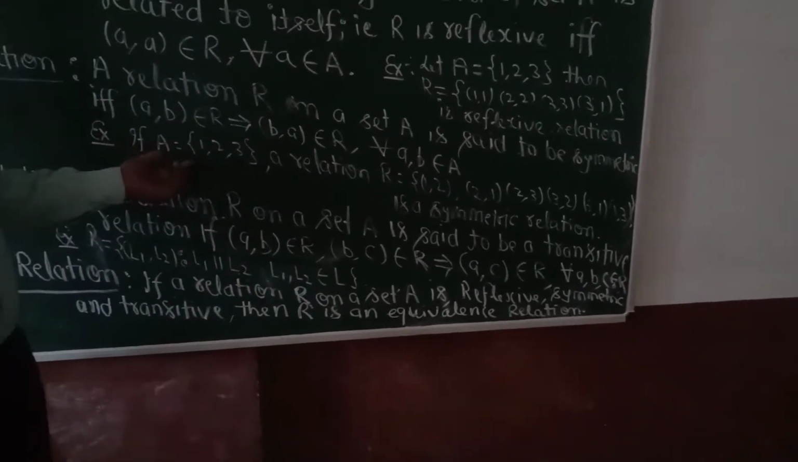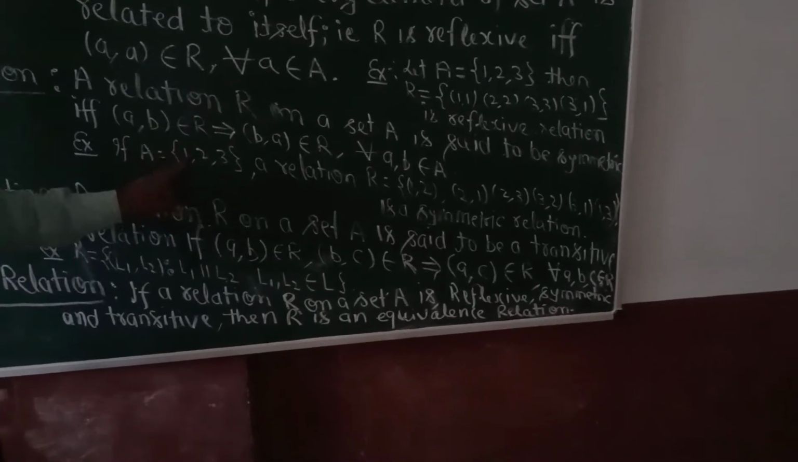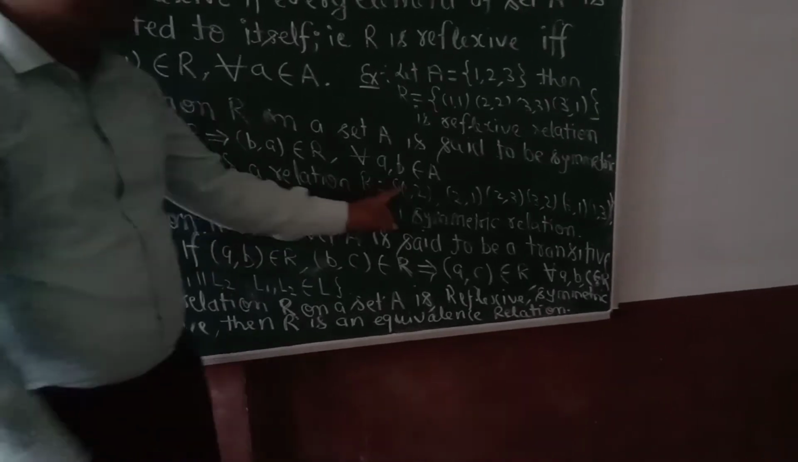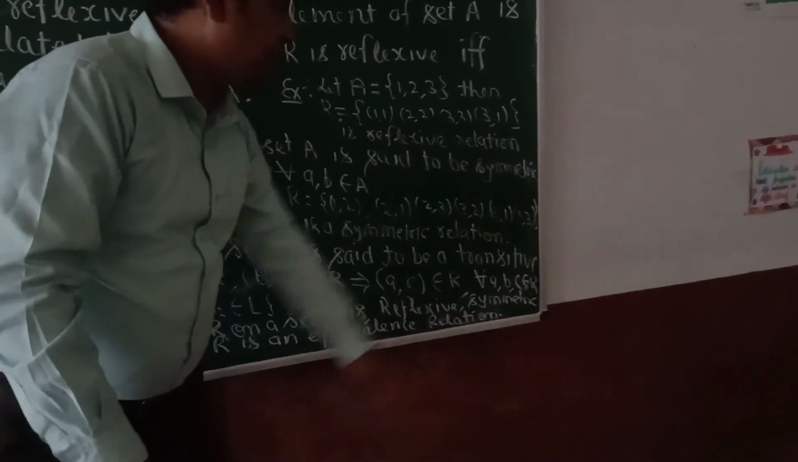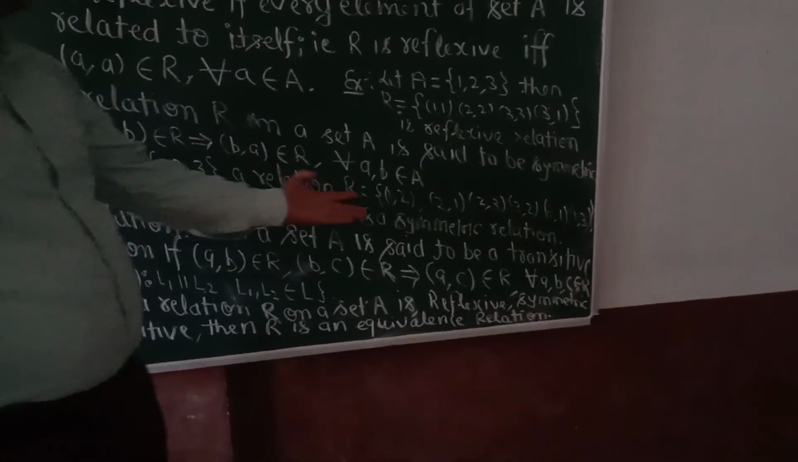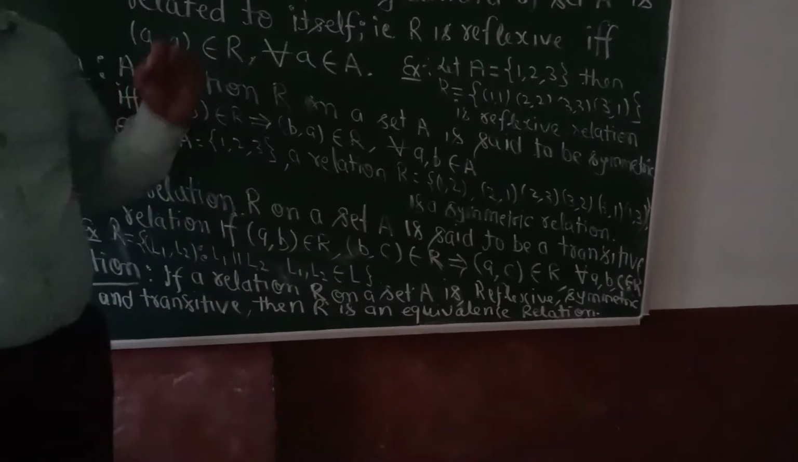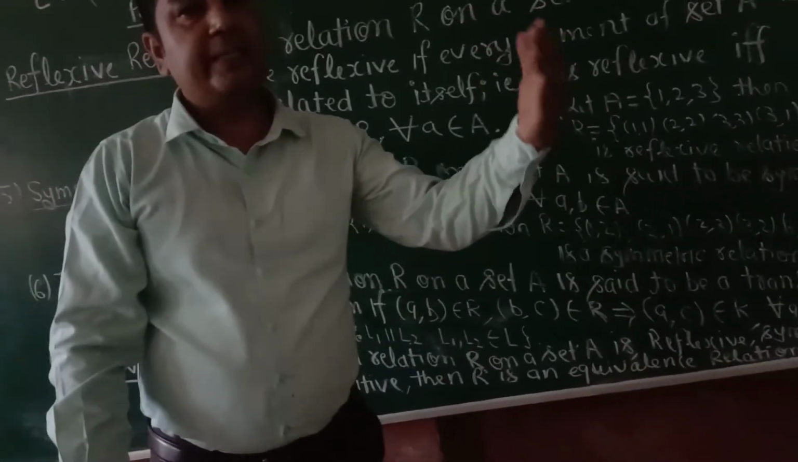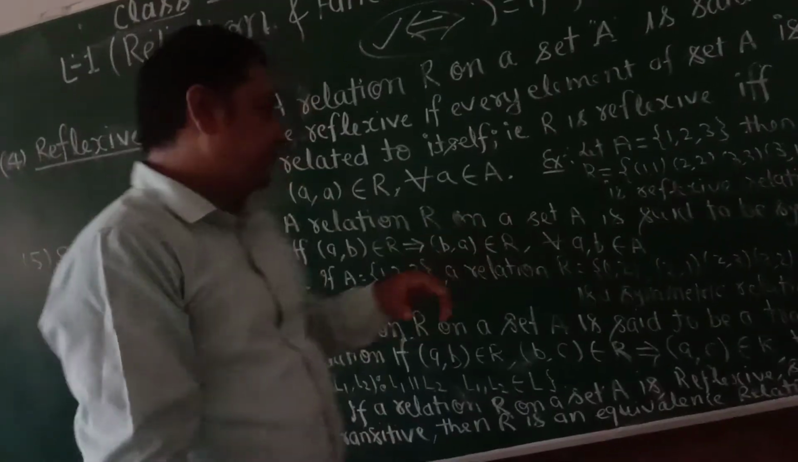Suppose this set A equal to {1, 2, 3}, you see that all elements are related as (1, 2), (2, 1), (2, 3), (3, 2) and (3, 1), (1, 3). So this relation is a symmetric relation. Suppose you take a set of lines: if the first line is parallel to the second line, then definitely the second line is also parallel to the first line. This is also a symmetric relation.